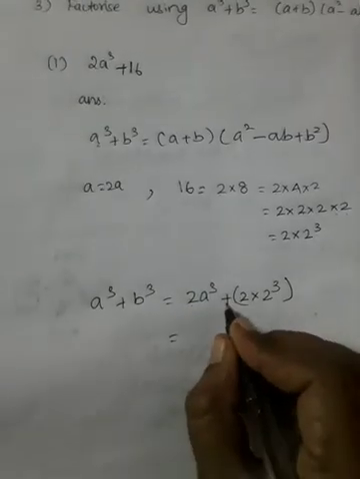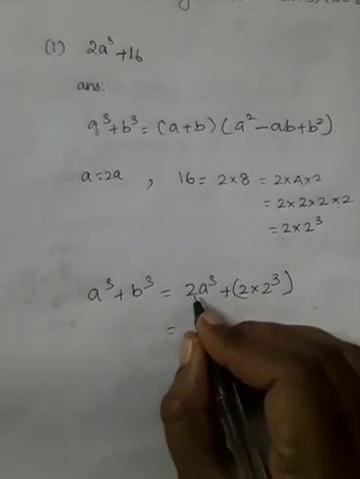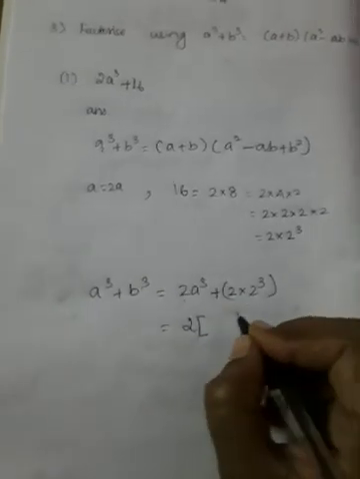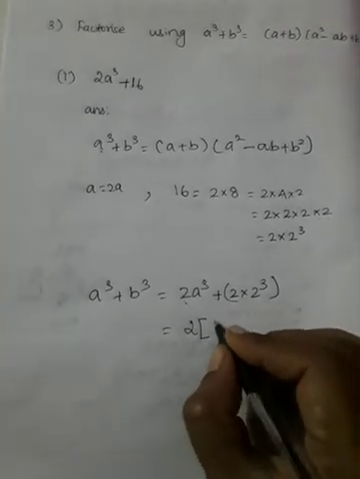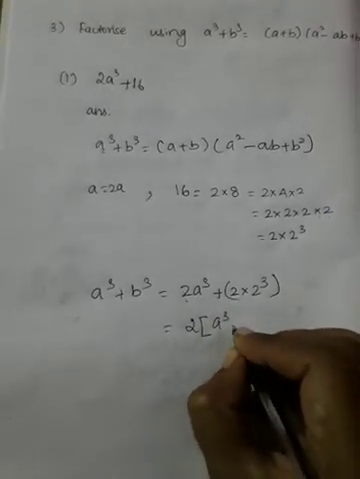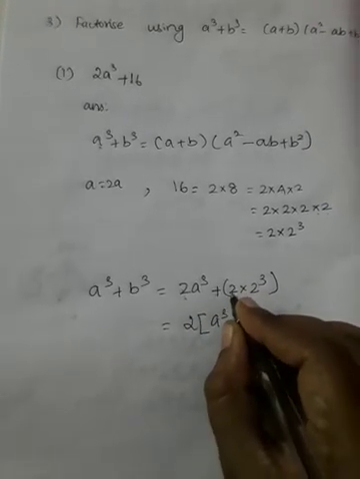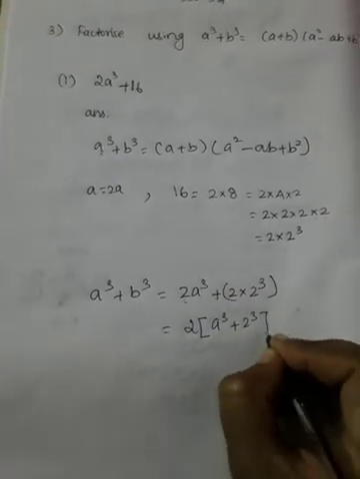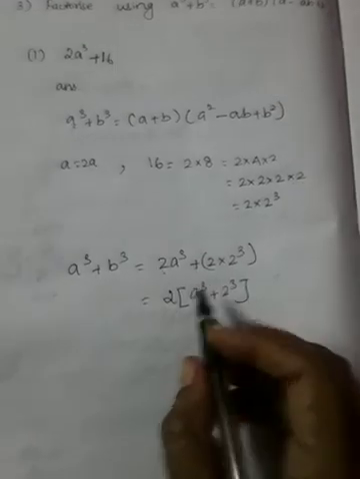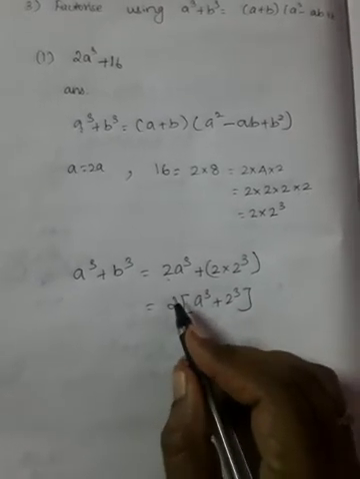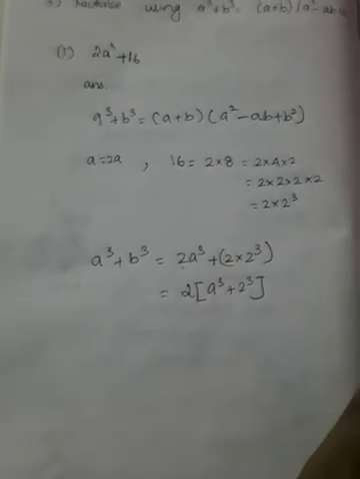2 here plus 2 here. In the first term we have 2, and in the second term also we have 2. So we can take the 2 outside. Now what is inside the bracket? We took 2 outside, so a cube plus, from here we take this 2 outside, what is remaining? 2 cube. Now it is very easy. It is in the form of a cube plus b cube. You can keep this 2 as such. Don't make any changes.